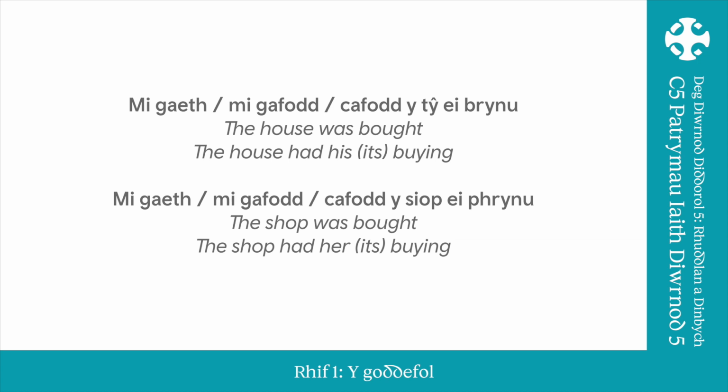Mi gaeth y siop ei phrynu. Mi gafodd y siop ei phrynu. Cafodd y siop ei phrynu. The shop was bought. Literally, these translate as the house had his or its buying, and the shop had her or its buying.